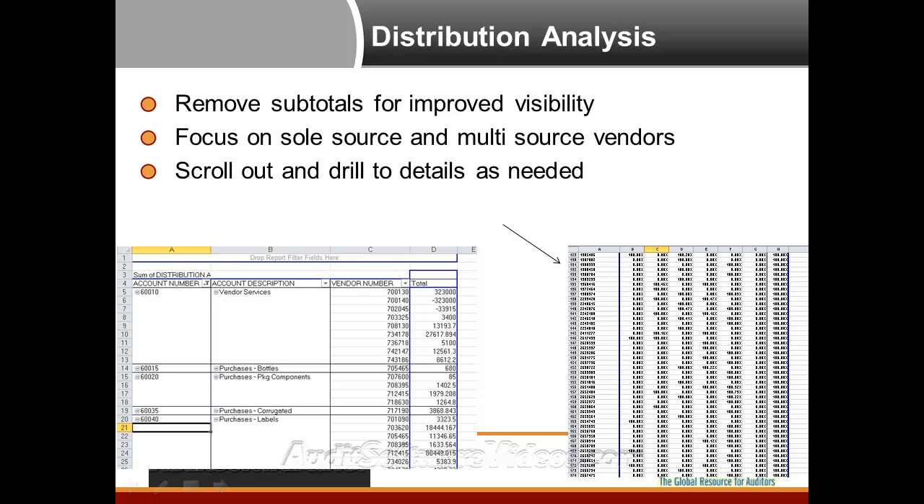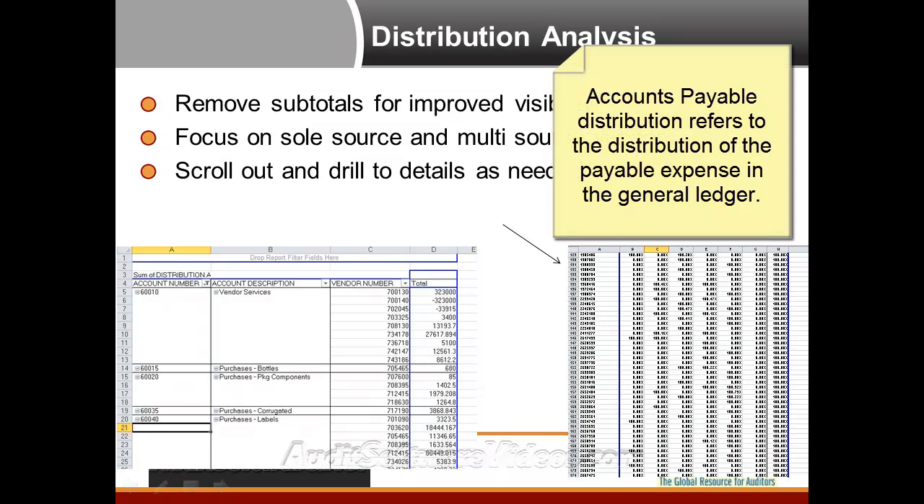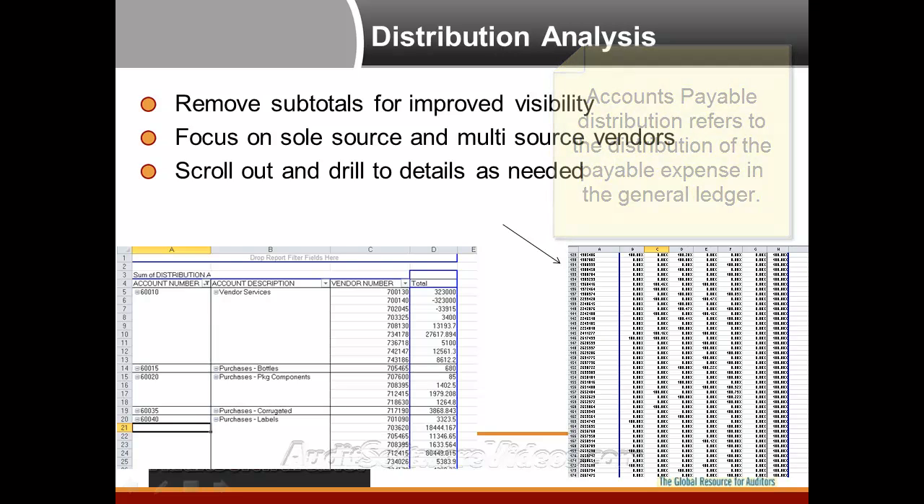So if I had a purchase, let's say 50% of it is consulting and 50% of it is the travel and entertainment for that consultant, each of those would be part of the distribution of that entry. What I have here in the distribution analysis is a bit of data that you can then summarize by account number and description and by vendor number.